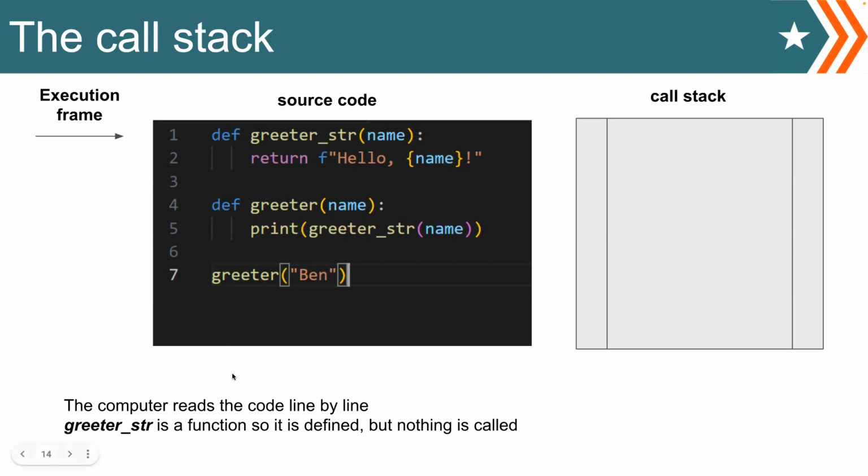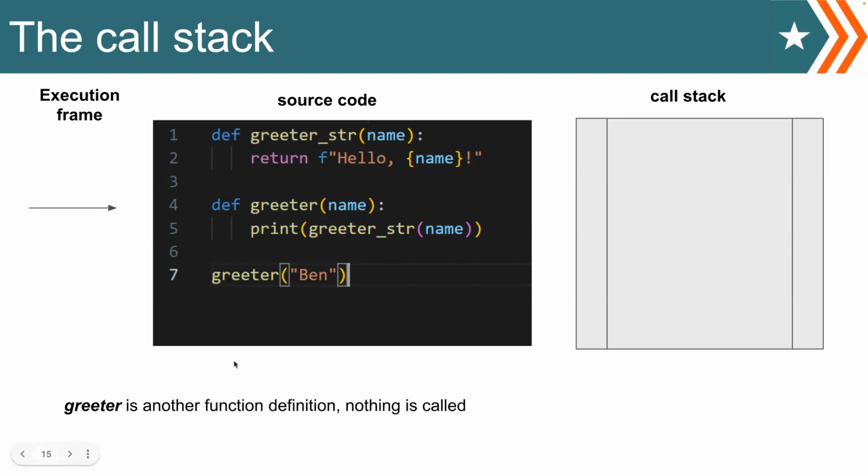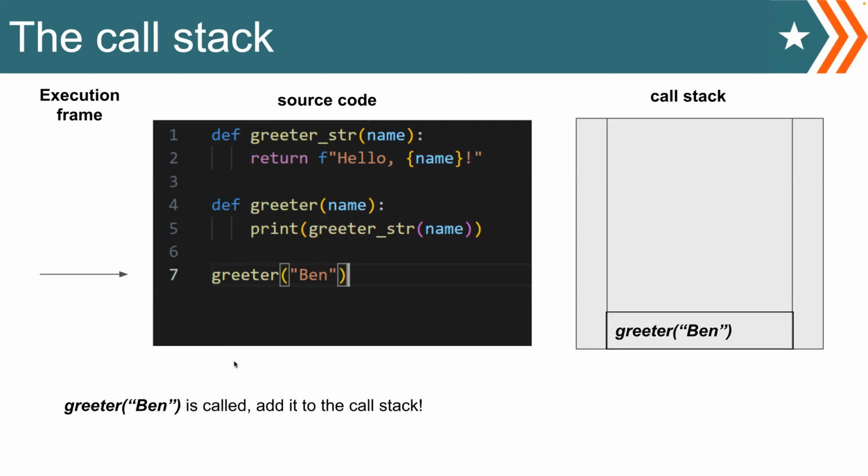So the computer reads our code line by line. Greeter string is a function, so it's defined, but nothing is called. Greeter is another function. It's defined, it's saved in the lookup table or something, nothing is called. Hey, we've got a function. We're supposed to do stuff with it. And remember, the Python runtime probably has its own call stack, but our computer also does it at a very low level. So this is a fundamental concept in terms of how computers and programs work. So we've now added this function to the call stack, to the list of functions that we're supposed to call.